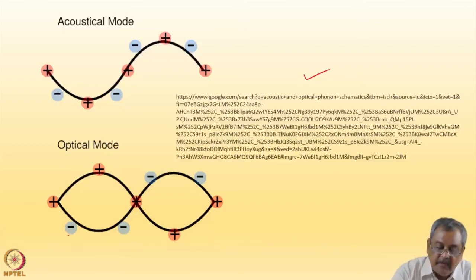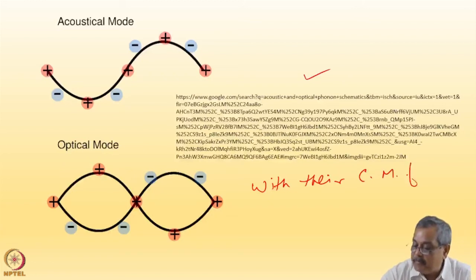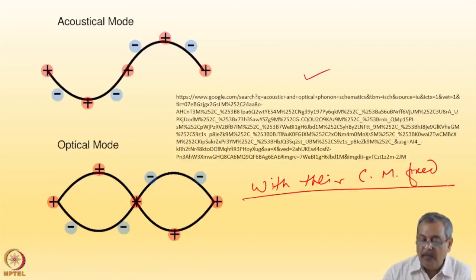This positive and negative are not charges. Rather, it shows that if this atom moves in the positive direction, the nearest neighbor moves in the opposite direction, and its neighbor moves in the opposite direction. So atoms are moving against each other with their center of mass fixed. So these are the optical modes. How to define optical modes, I'll come to it later.